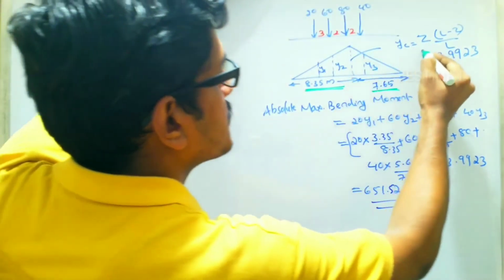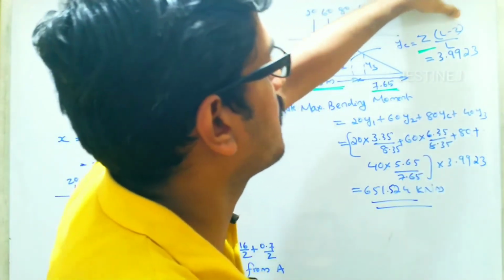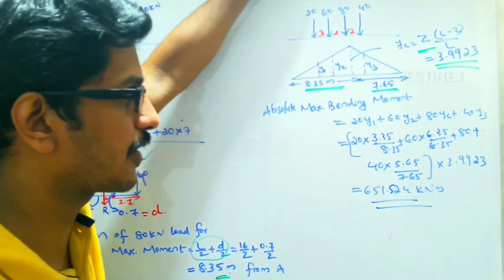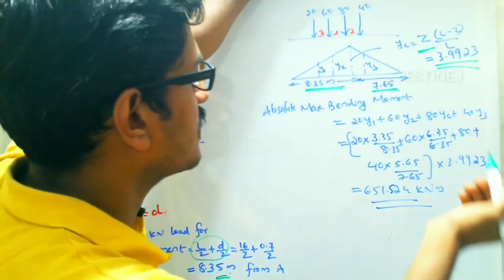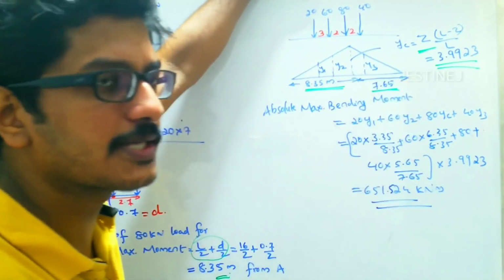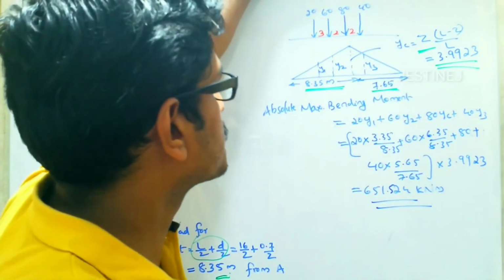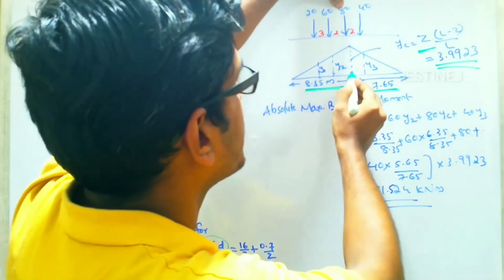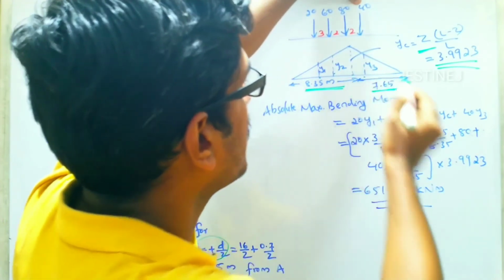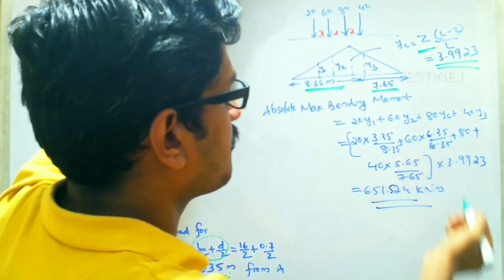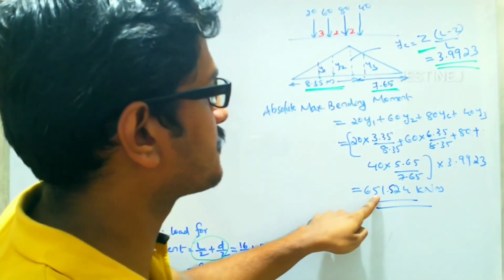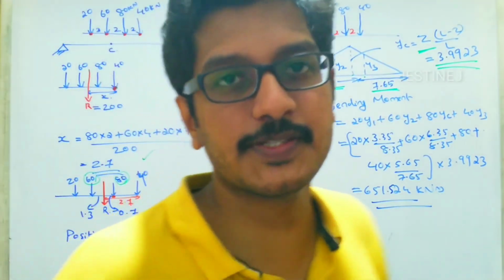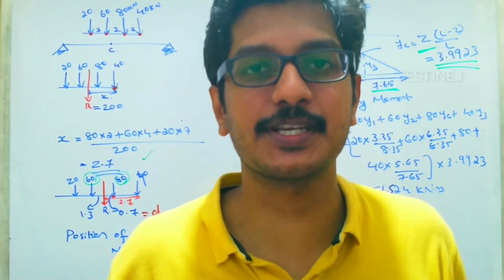You can find y3 easily using the formula Z multiplied by (L minus Z) by L. If you substitute the values, you will finally get 3.9923. That is the yc value. Then y1, y2 and y3 you can easily find using the similar triangle law. After that, you multiply 20 by y1, 60 by y2, 80 by yc, then 40 by y3. Substituting the values, you will finally get 651.524 kilonewton meter. Okay, so I hope the section is clear. With this we will wind up today's section. Thank you all.